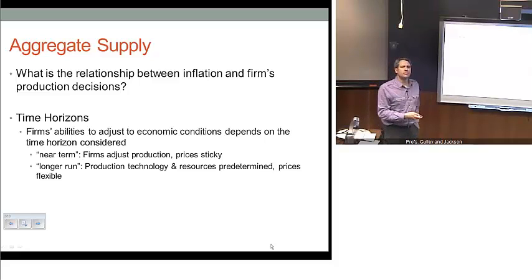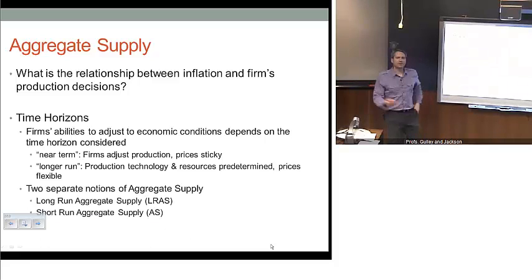But in the longer run, we think of production and technology being more or less fixed or constant, or better yet, predetermined. So there's a certain amount of capital and labor and technology that we know is going to be available at some future time horizon, and that's the productive capacity of the economy, and that doesn't change because it's predetermined. And so in the longer run, we assume that prices are more flexible to be able to clear product and labor markets.